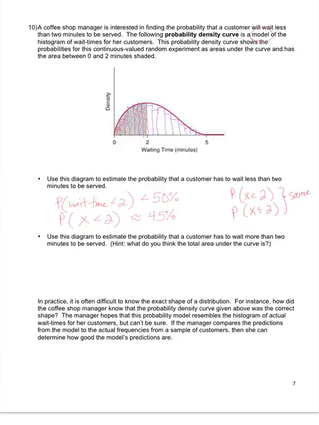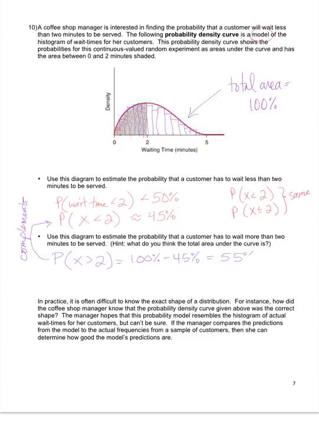All right, second bullet. Use this diagram to estimate the probability that a customer has to wait more than 2 minutes to be served. So the probability that x is greater than 2. The hint here is, what do you think the total area under the curve is? Remember that in a probability density curve, this total area should be 100%, because that means we've accounted for all of the wait times that are possible. Given that, and that this is a complement of what we just found, these two probabilities or areas should add up to 100%. So this should be 100% minus what we said above. If you have a slightly different answer to the first bullet, you're going to have a slightly different answer to the second one. We're going to say that this probability is roughly 55%, and the roughly here is just because this is an estimate from our graph.